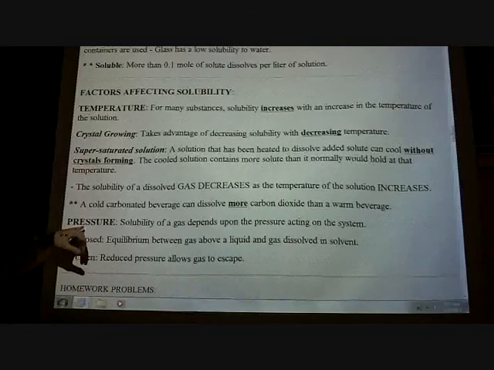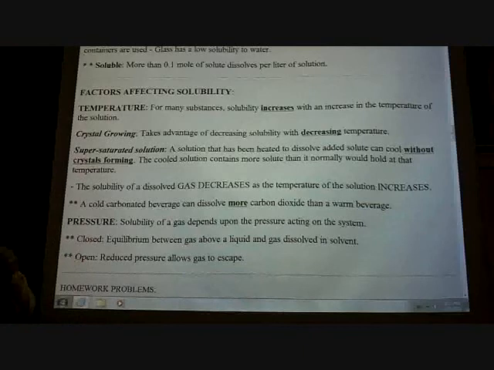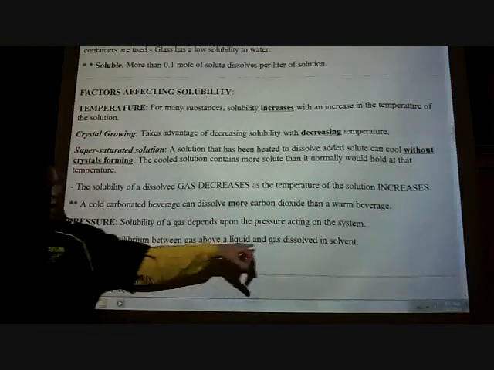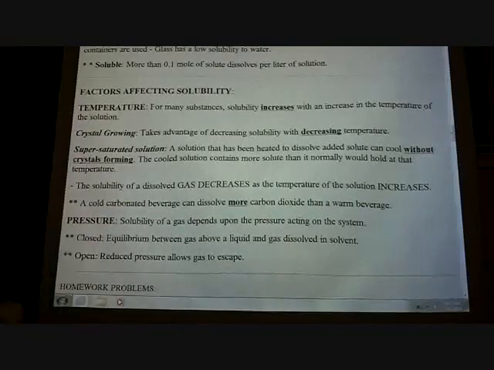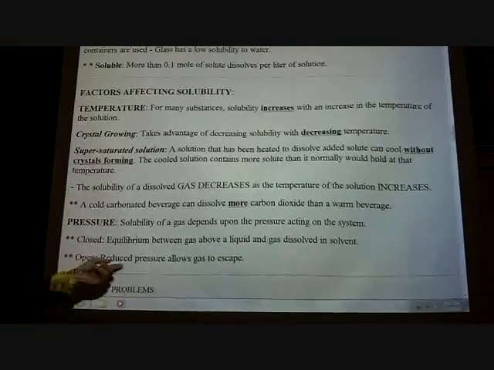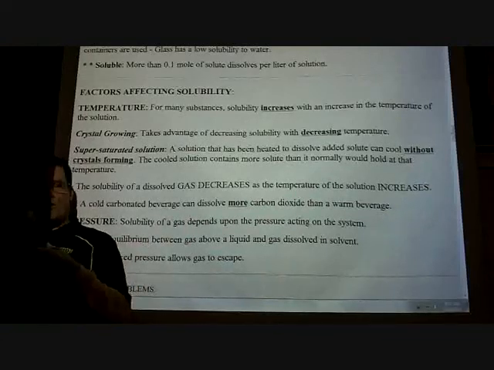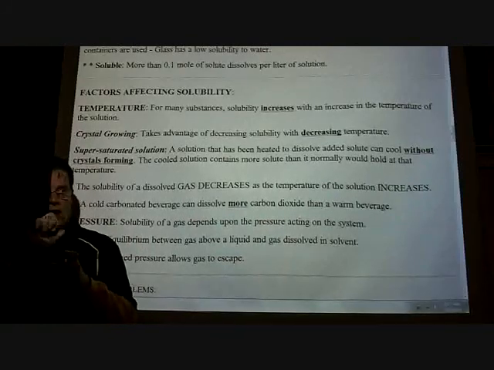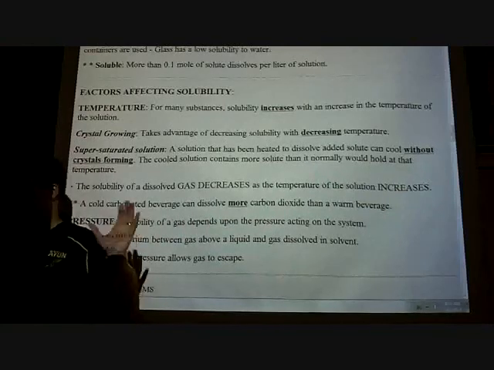All right, pressure. Again, the solubility of the gas depends upon the pressure acting on the system. When we talk about a closed system, that means that no gases are able to escape. If it's an open system, that allows gases to escape. That's one reason why it's much better if you're drinking your colas to have that screw cap on, not a can. If you're drinking a can of cola, you better plan on drinking it within the hour.